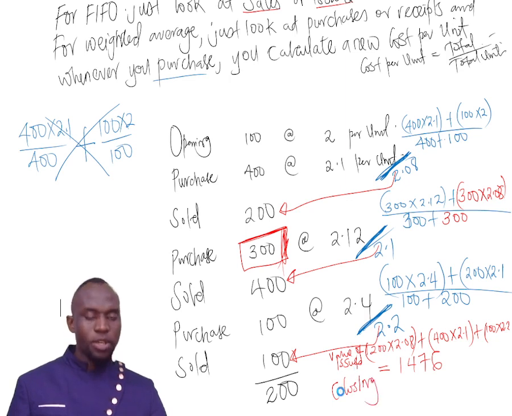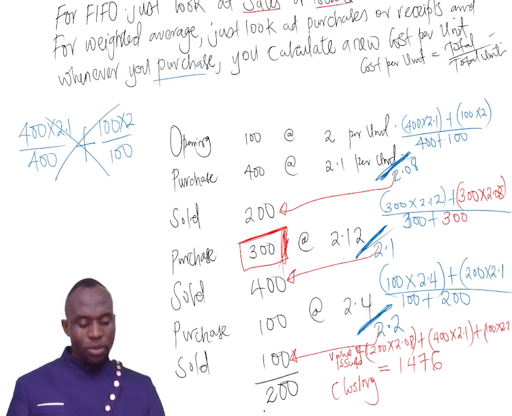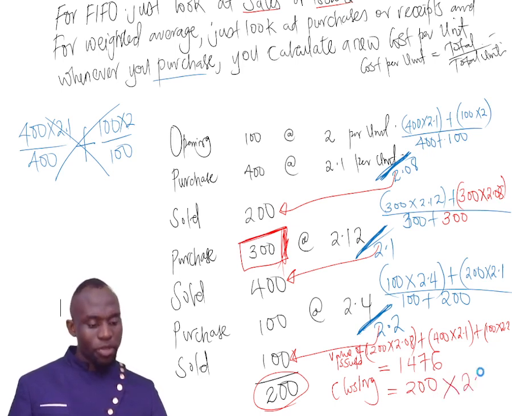Finally, if they want the value of closing, now closing is what is left. For weighted average, closing is the final 200. So this last 200 would be valued at the last cost per unit, which is 2.2. And if you work out, you get 440.